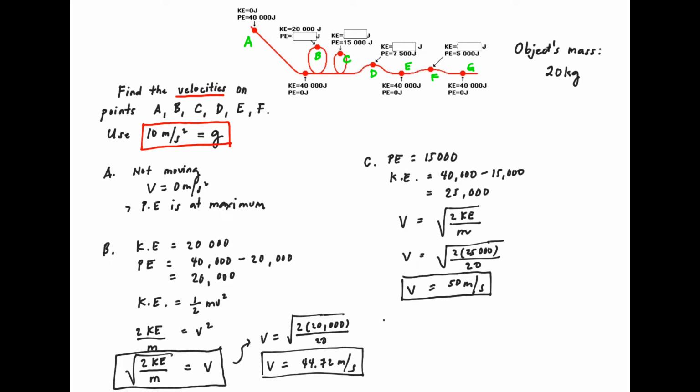Now, how about for point D? Now, for point D, the kinetic energy here, but we have to take note the potential energy is 7,500, and then for the kinetic energy, the total is 40,000 minus 7,500, and that is 32,500. Now, if you apply the formula, the velocity will be 57.01 meter per second.